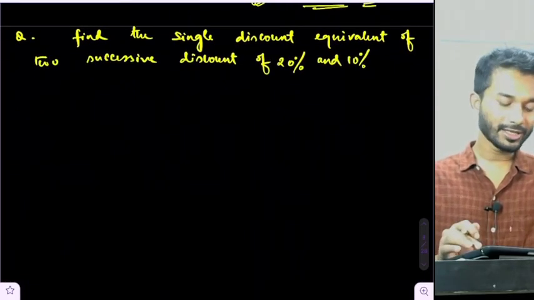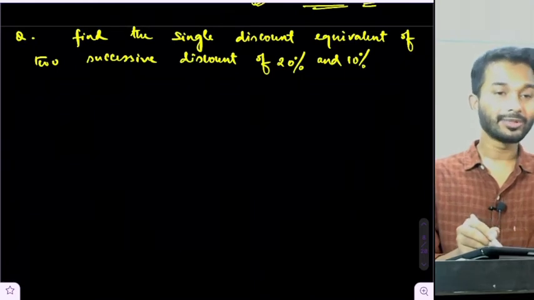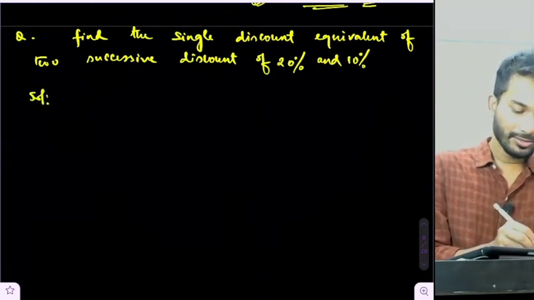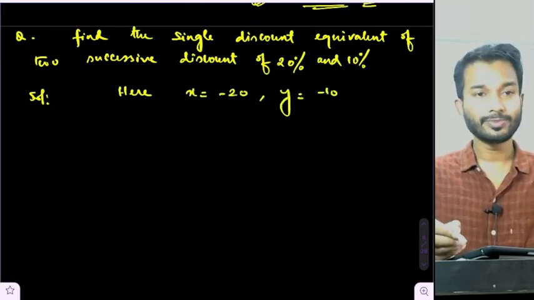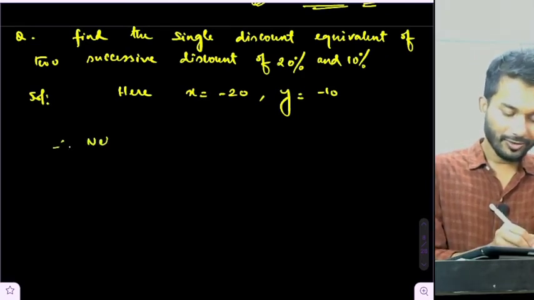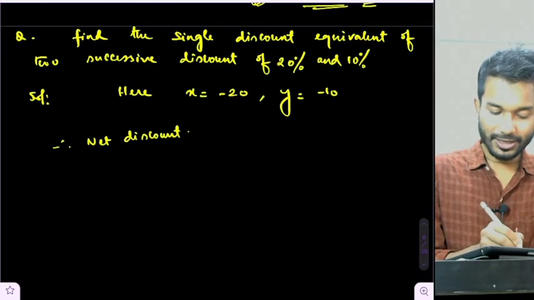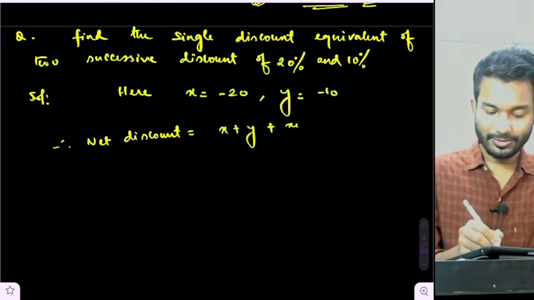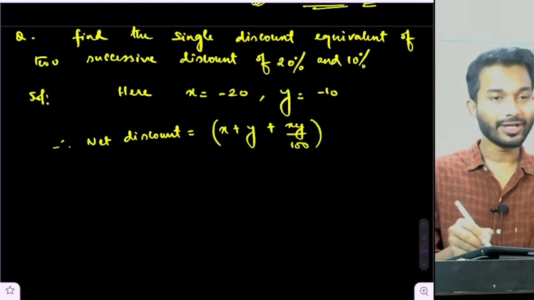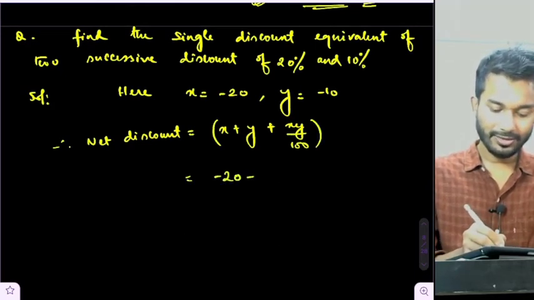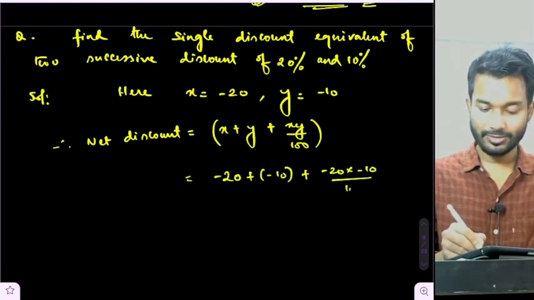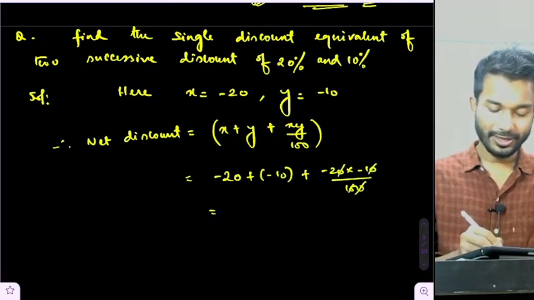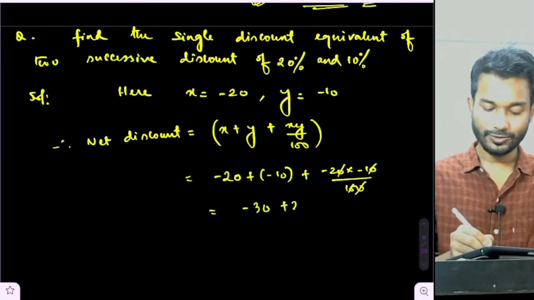Find a single equivalent discount of two successive discounts of 20% and 10%. So here, X is equal to minus 20. Y equals minus 10. At the end, we'll put percentage. Therefore, net discount formula is X plus Y plus XY upon 100. Finally, we'll put the percentage sign later. Minus 20 plus minus 10 plus minus 20 into minus 10 upon 100. This cancels out. So what are we getting? Minus 30, and this will give us plus 2. That is minus 28, and finally we'll write percentage.